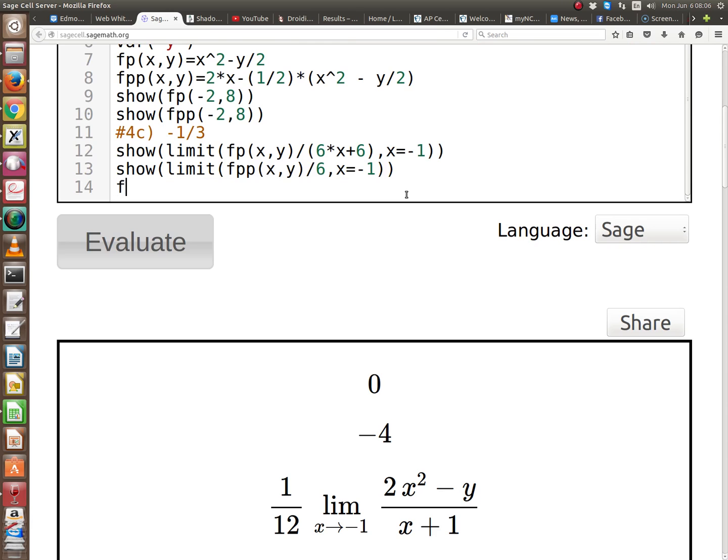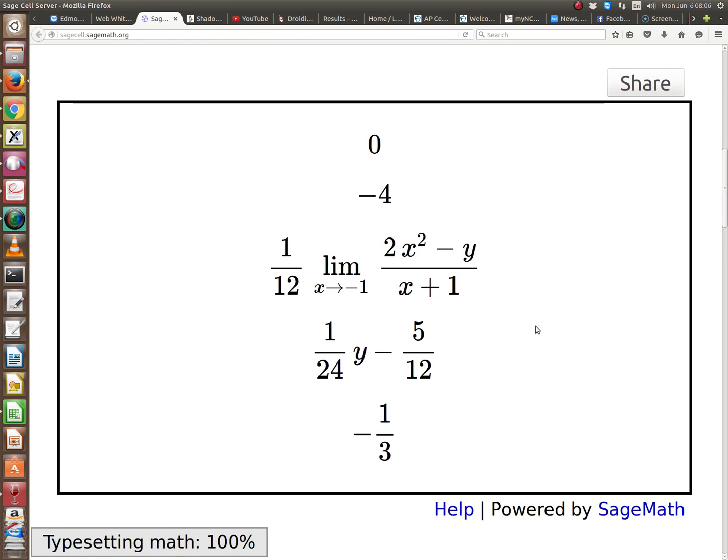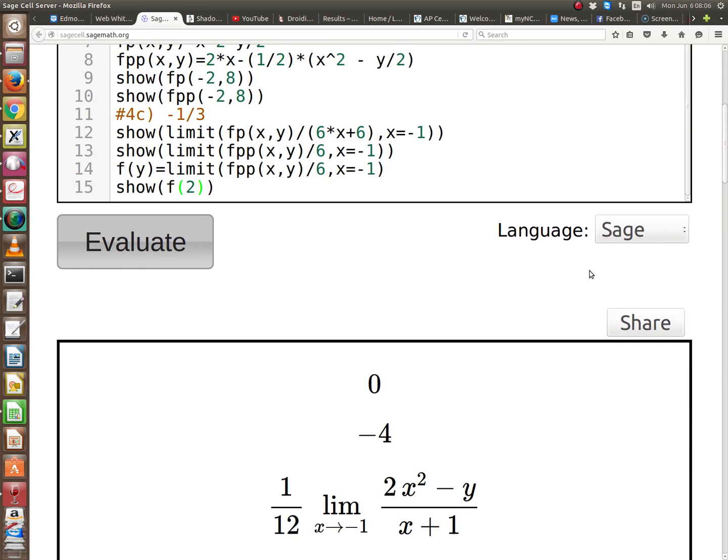So let's see. How about if I call this f of y, and then show f of 2, and hopefully that will give me the 1/3 directly. There it is. See? So I wasn't kidding. It is negative 1/3. All right, so that limit is a function in y. As you saw, all we had to do was plug in something for y. So I made a function in y and plugged in 2, and I got the negative 1/3, just to show that it's negative 1/3.